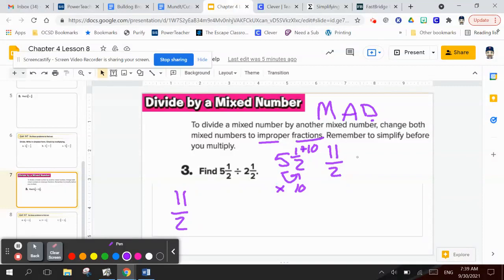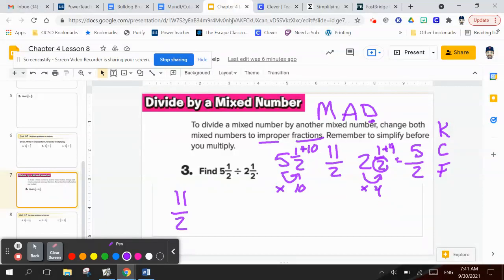Now for 2 1/2, I do the same thing. 2 times 2 is 4. I add that to my numerator. 1 plus 4 is 5. And my denominator does not change. It is 2. So I have 5 halves. Now I'm going to remember my keep, change, flip.